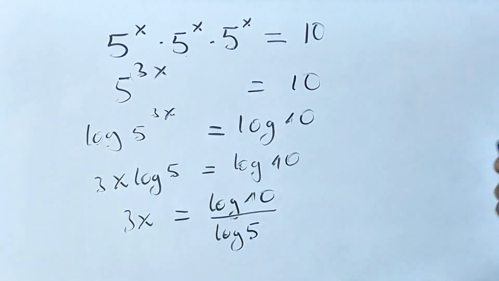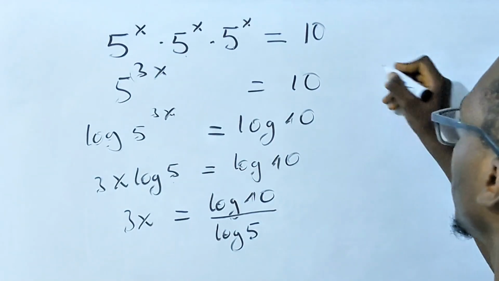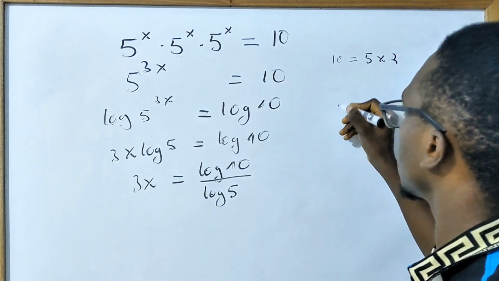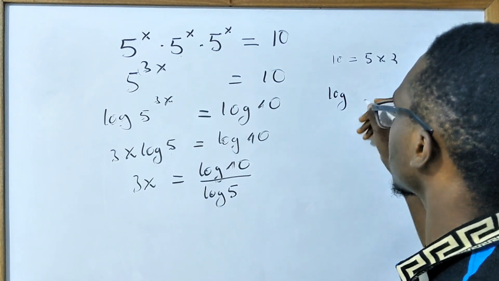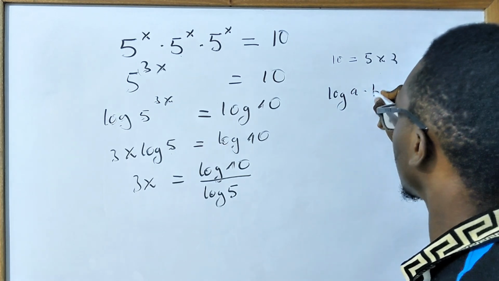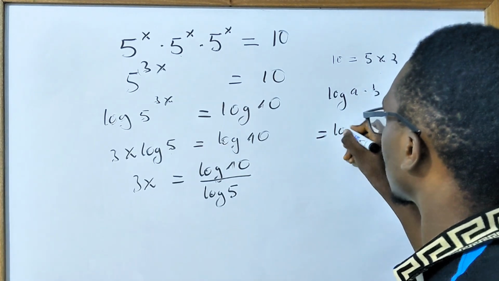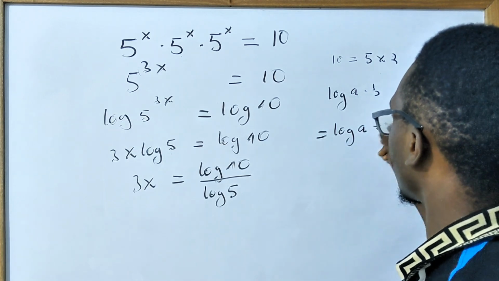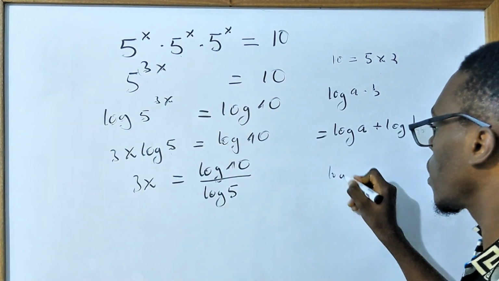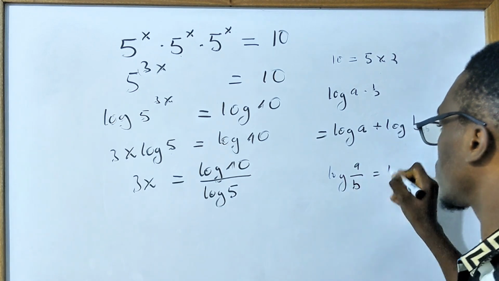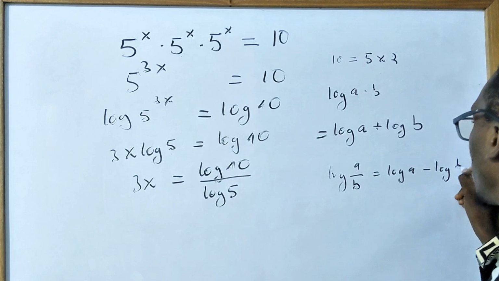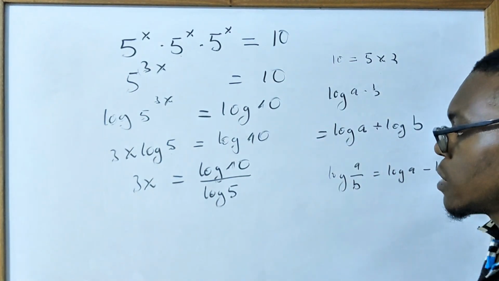We can apply a principle of logarithm here to simplify. You know that 10 is equal to 5 times 2. Log of A times B is equal to log A plus log B. You know that log of A divided by B is equal to log A minus log of B. I'm going through the long method just to show you the steps in solving it.